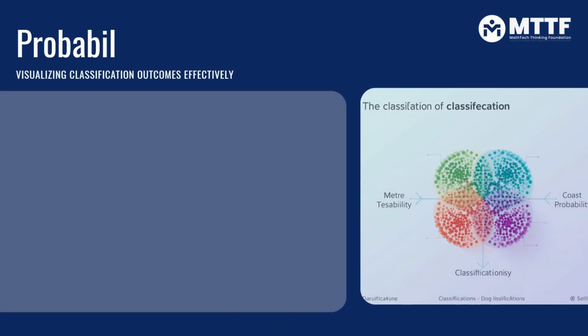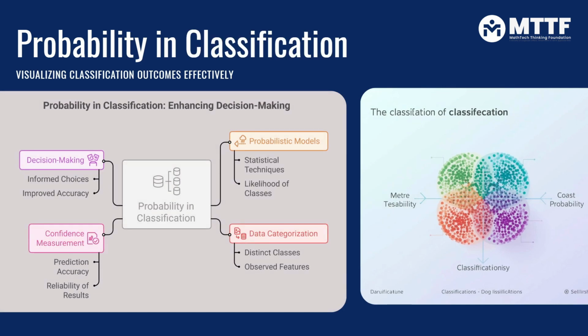In classification problems, the goal is not just to assign a label, but to understand how confident the model is about that decision. Probability helps us visualize the classification outcome by assigning likelihood to each possible class instead of making a single hard choice. This supports better decision making. When a model knows how confident it is, it can make more informed choices, leading to improved accuracy and reliability.